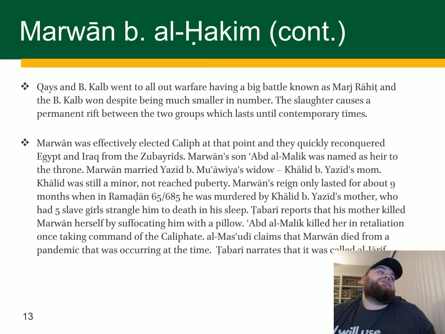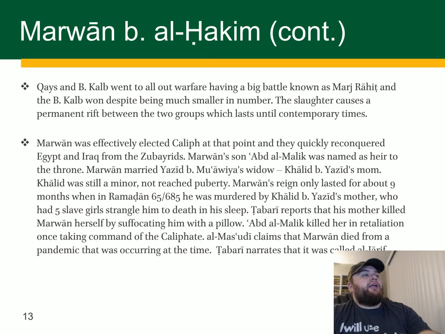And so it was seen as a way to not only give Marwan legitimacy, but I think to also placate Qais. Because Qais, remember, they were supporting Khalid bin Yazid. So by him marrying Khalid bin Yazid's mom, he's creating this political alliance between Qais and Banu Kalb, right? And so they both that way could support Marwan without losing face, without being humiliated, right?